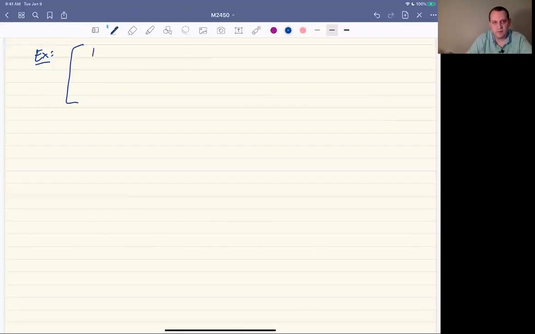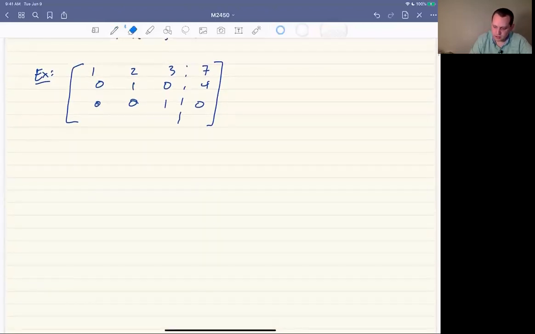So let's say we have the matrix 1, 2, 3, 7, 0, 1, 0, 4, and then 0, 0, 1, 0. And so I want to think about what does this mean for the solution of the underlying system. And just when we're still getting used to these, it might be helpful to still think back and convert this to the system.